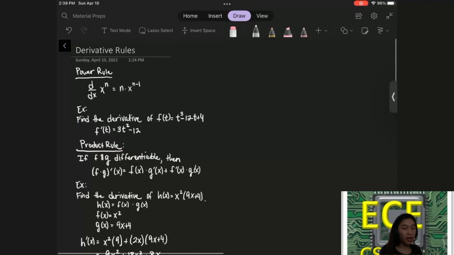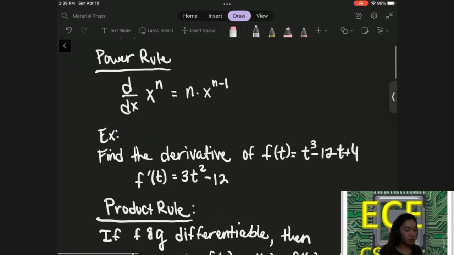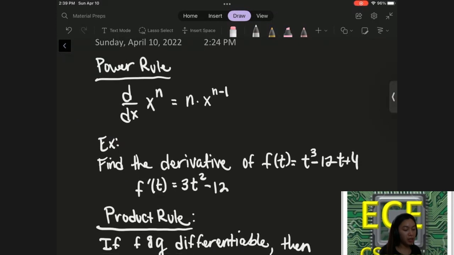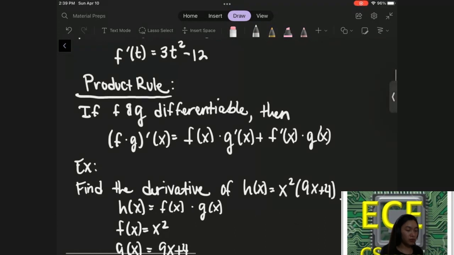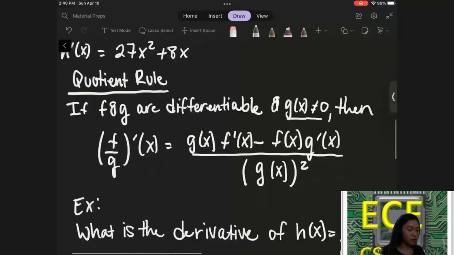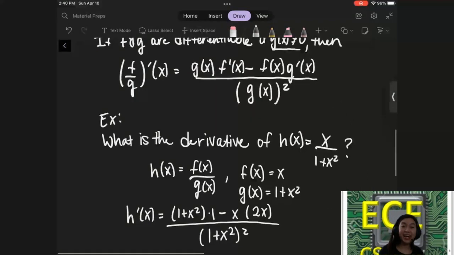So, quick recap, we have the power rule, which is the derivative of x to the n equals n times x to the n minus 1 power. We have the product rule, where the derivative of f times g equals f times the derivative of g plus the derivative of f times g. And the quotient rule, which you can remember as low d high minus high d low, and square the bottom and away you go, which is g of x times the derivative of f of x minus f of x times the derivative of g of x all over g of x squared. And so, there you have it. Thanks for watching.